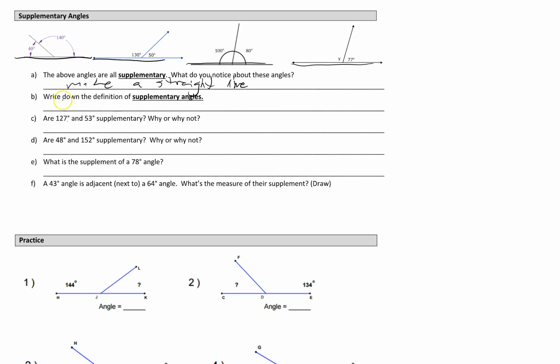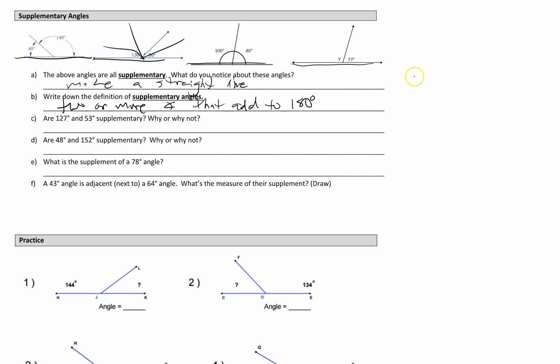But the definition, again, is two or more angles that add to 180 degrees. Again, the "or more" just means we could split it up a bunch more times like this if we wanted to. I know it's 180 degrees because it is a straight line.